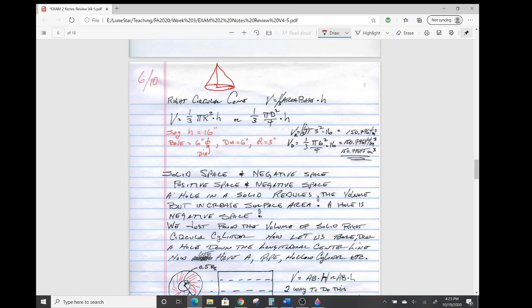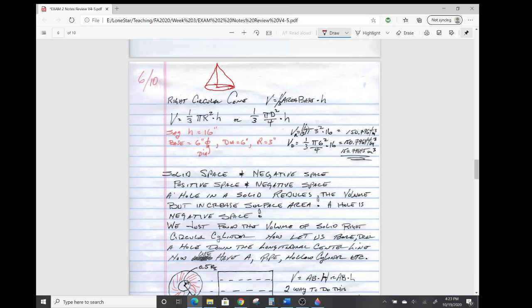So let's say the height is 16 inches. The base is 6 inches in diameter, or the radius is 3. So you've got 3 ways of doing this: 1/3 pi times the radius squared times 16, or 1/3 pi times the diameter squared divided by 4 times 16.